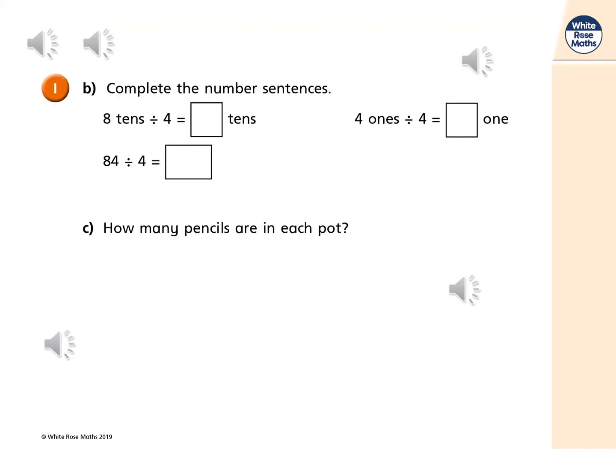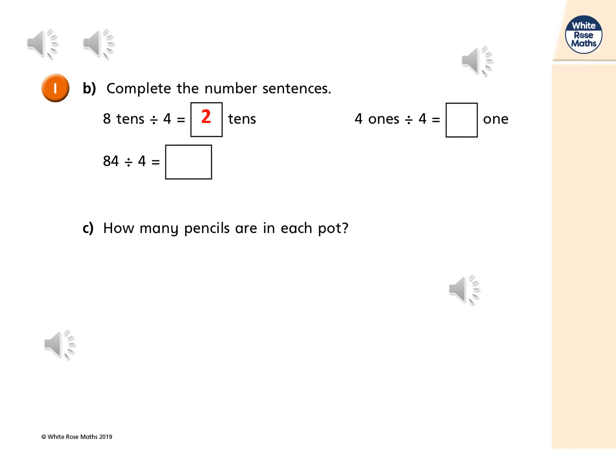Now this is the second part to the question that we've just done, so we're thinking about now how we worked that out. So we're going to complete the number sentences. We've got 8 tens divided by 4 equals something tens. Now if you remember, we shared out those 8 tens into the 4 pots. Can you remember how many tens we had in each pot? Well done, it's 2 tens.